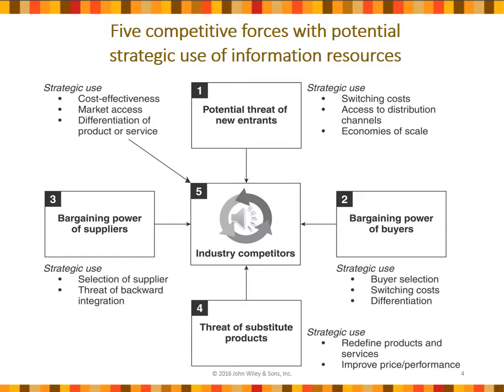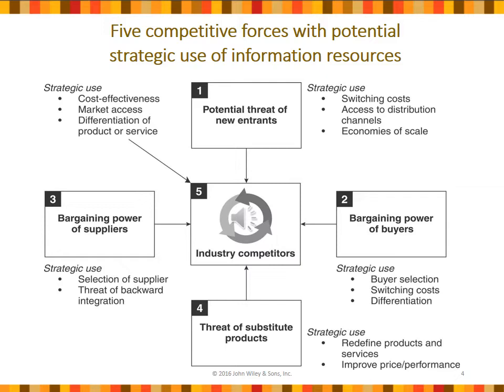And the last point is industry competitors. So you need also to understand your competitors, your direct competitors and indirect competitors. So these are the five forces model: potential threat of entrants, bargaining power of buyers, bargaining power of suppliers, and threat of substitute products. And the last point is industry competitors. So now, how to use technology from strategic perspective? So look at these strategic uses.